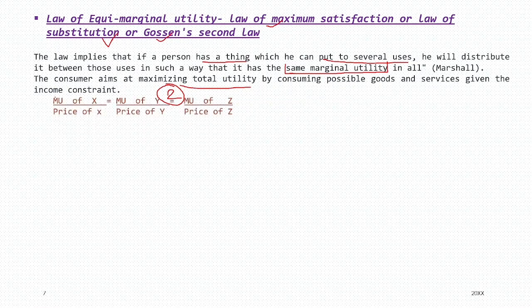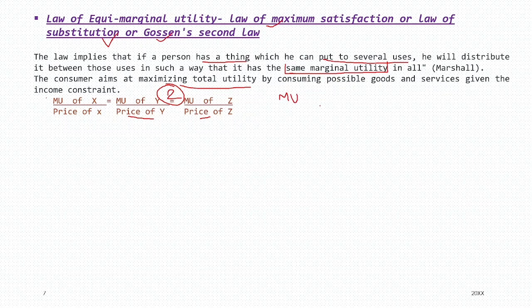This is in terms of an equation: marginal utility of X by price of X is equal to marginal utility of Y by price of Y, and so on. So what is important to remember is that the marginal utility of all the goods should be equal. That is simply equi-marginal utility, and it is shown by this equation.